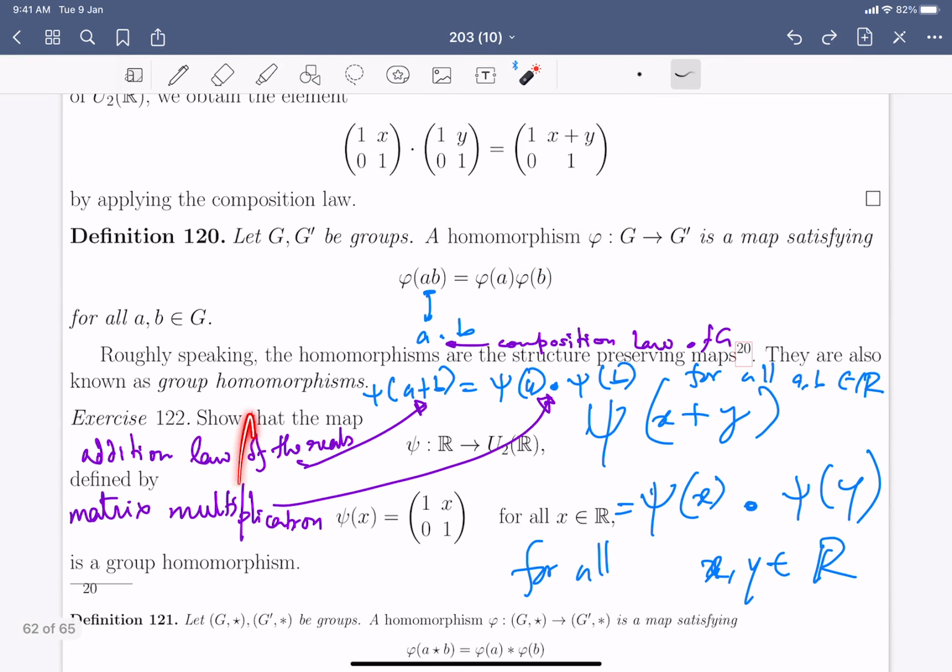Great. And so now you can ask, we have been discussing this notion of homomorphisms, and you have also had one example here. Is it true that given any two groups G and G prime, we have at least one homomorphism?